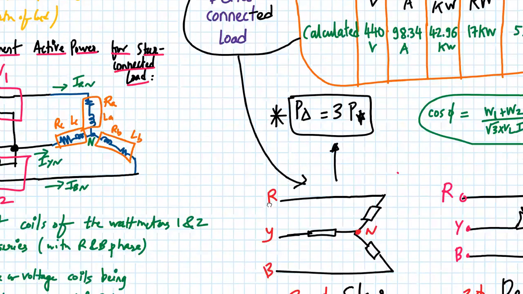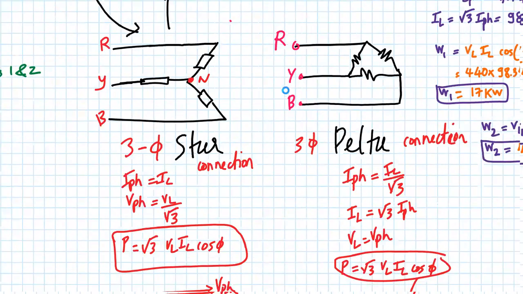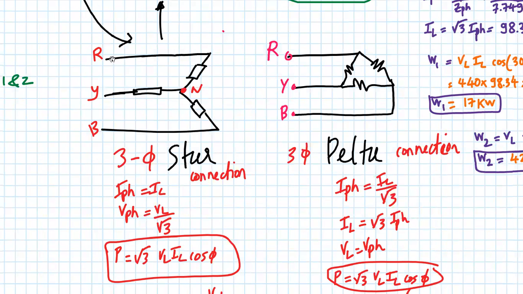So let us check what is star connected and what is delta connected. You have three phases in your three-phase power supply: an R phase, a Y phase, and a B phase. If your load, which can be a resistive load or an impedance load, is connected in a star fashion, star connected means like this. So this is my three-phase star connection.